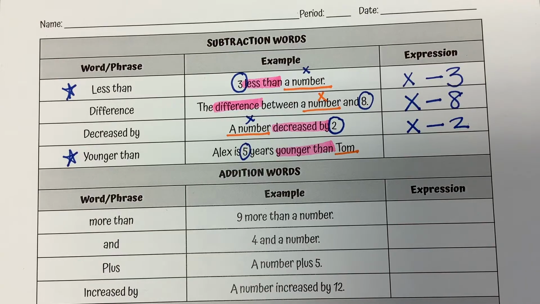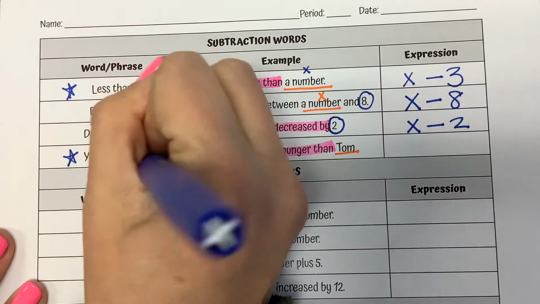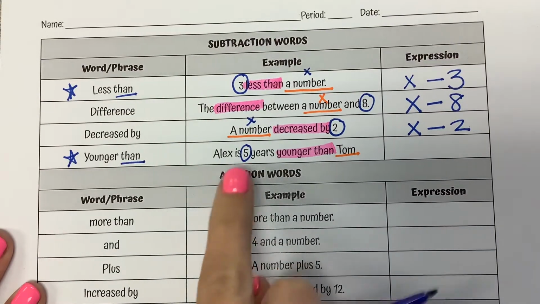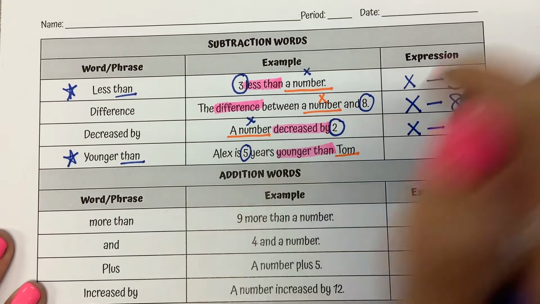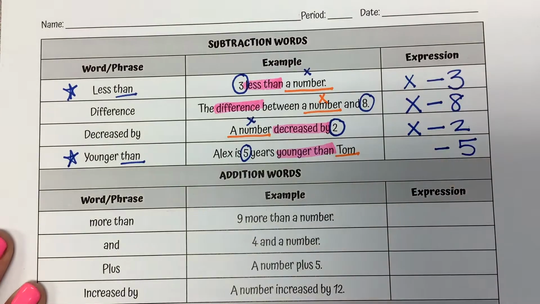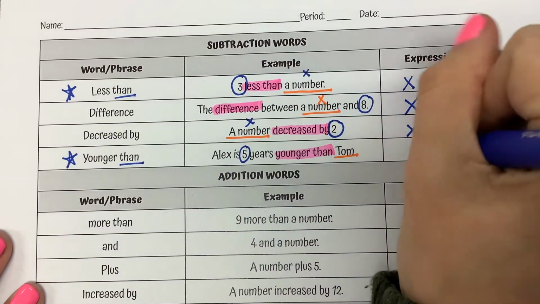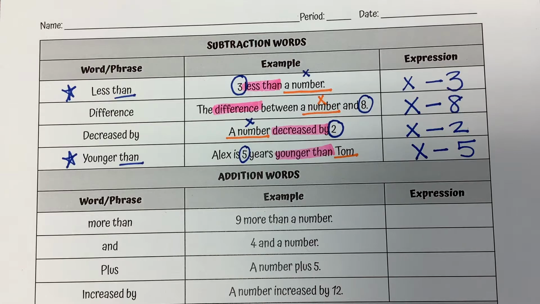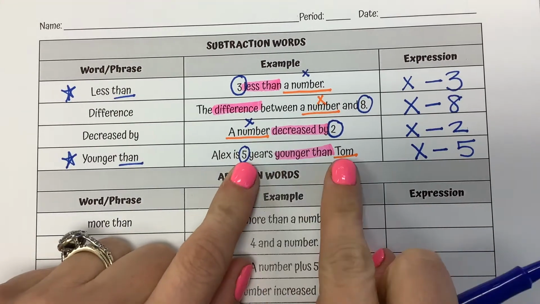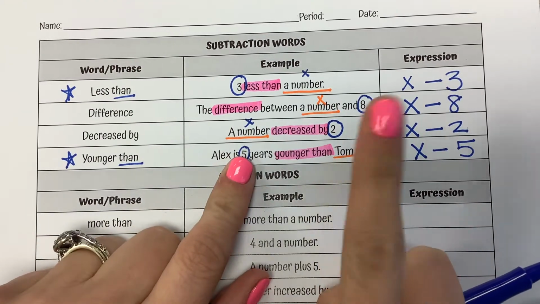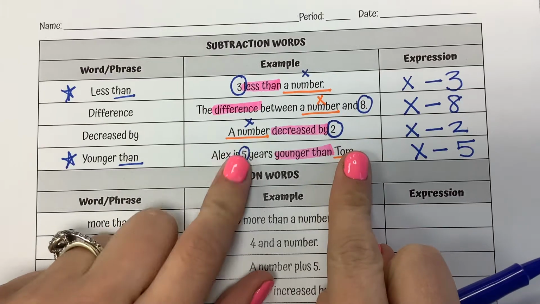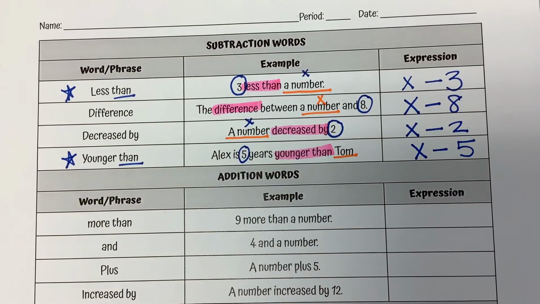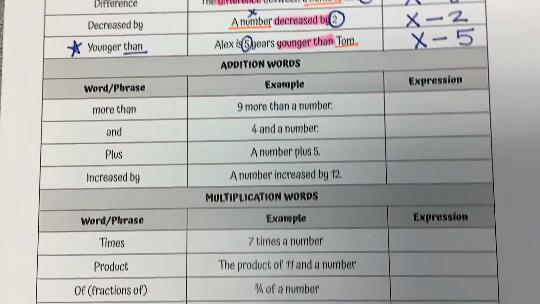As I said, in the actual lesson we might start using different variables. We're still just going to use x. So anytime we see less than, younger than, it goes after. So as soon as I see 5 years younger than, I am subtracting 5 from our unknown variable. Because if I say he's 5 years younger than Tom, we're not going to do 5 minus Tom's age. We're going to take Tom's age and take away 5.